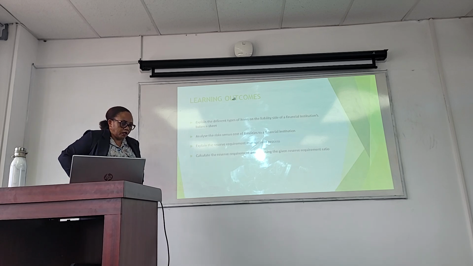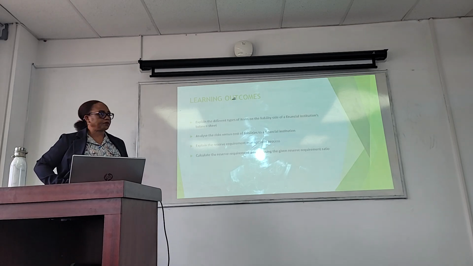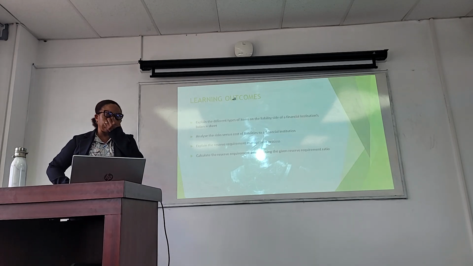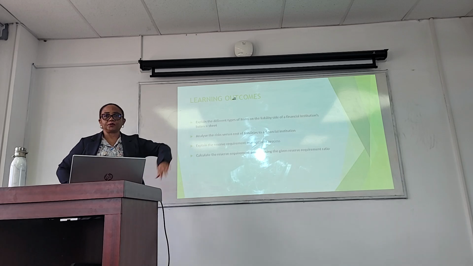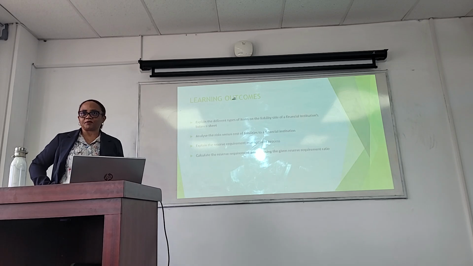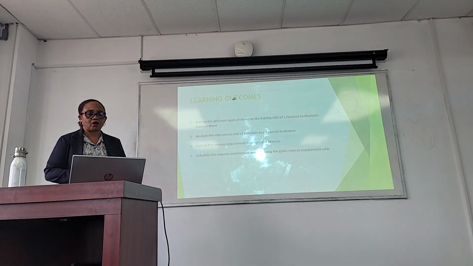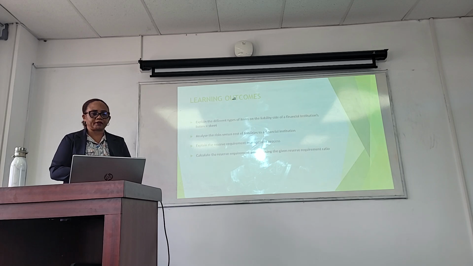Right, so in terms of objectives, you should be able to explain the different types of items on the liability side of a financial institution's balance sheet. We'd have done that at the beginning, so I shouldn't even have to go over that with you, but we'll still talk about it. Analyze the risk versus the cost of liabilities to a financial institution. Explain reserve requirement process. Calculate reserve requirement amount using given reserve requirement ratio.